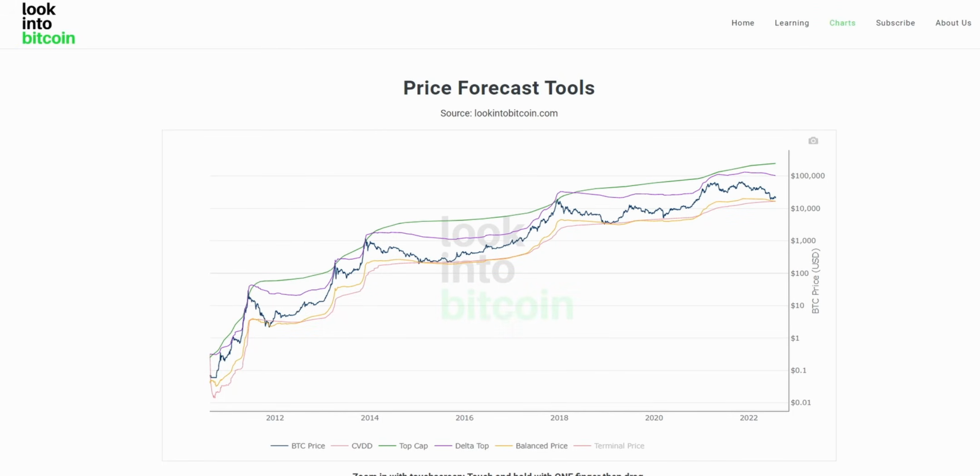Hi everyone, today we'll be going over the price forecast tools chart for Bitcoin and how you can use this tool to help improve your Bitcoin investing and analysis.